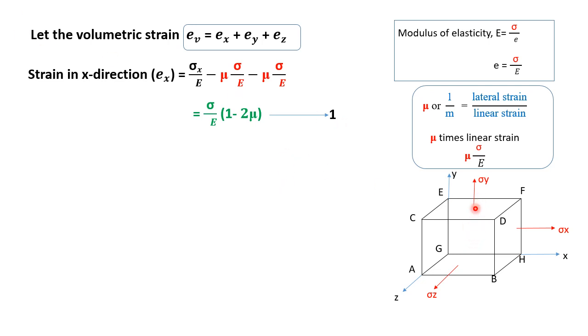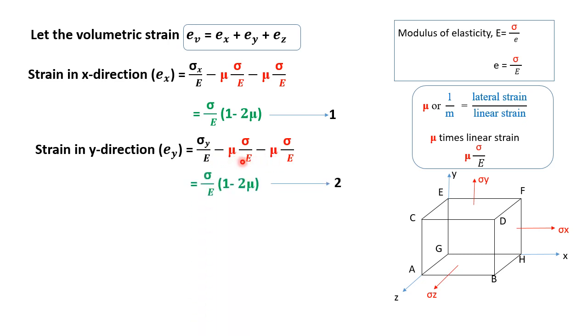Likewise, when we apply a force along the y direction, then what will happen? Along the y direction, the body will get elongated, whereas along the x direction and the z direction it will get compressed. So same as before, this is for the y direction, and this is for the x and the z directions. So the equation becomes sigma by E into 1 minus 2 mu. Let us consider it as equation 2.